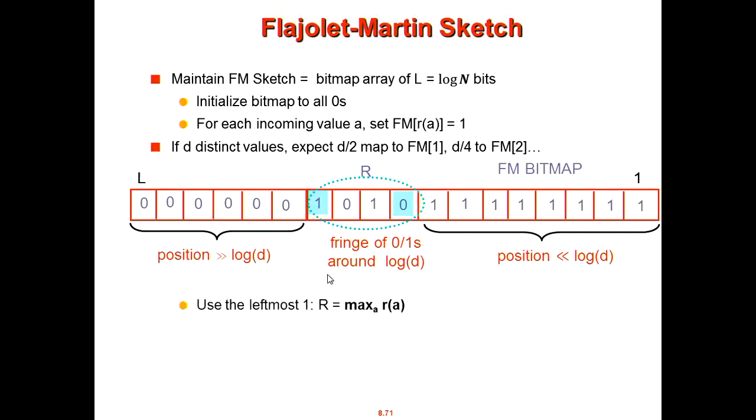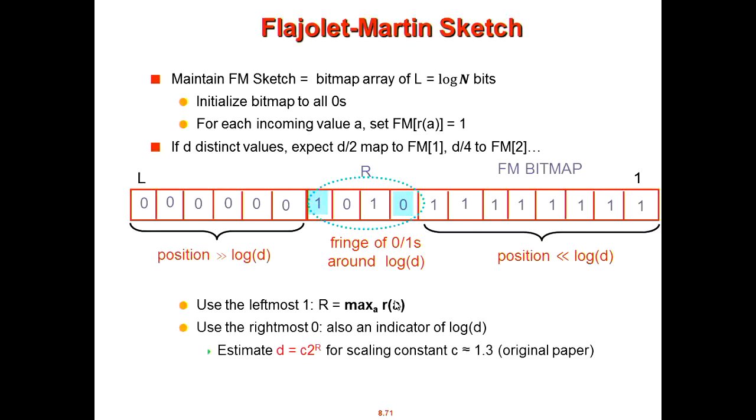So in the paper, previously we used the leftmost one, what we have seen before. It's the maximum R we have seen. Then we use 2 to the power R to estimate M. But in fact, according to the original paper, there's a very complicated analysis. You cannot use this value because it's not accurate. So you can use the estimate D equal to C to the power of R, for C roughly 1.3. It's a more accurate estimation.